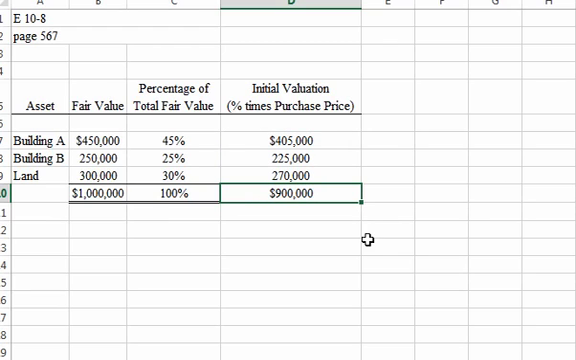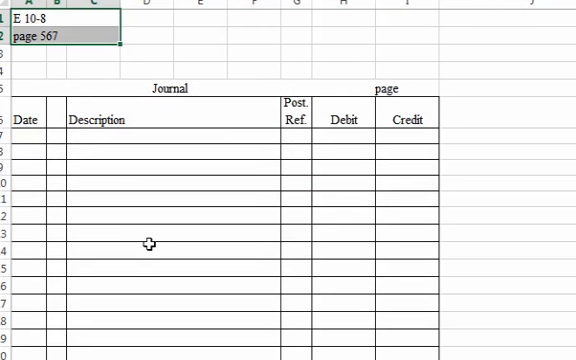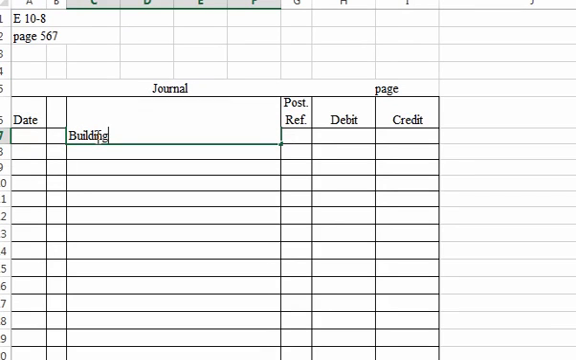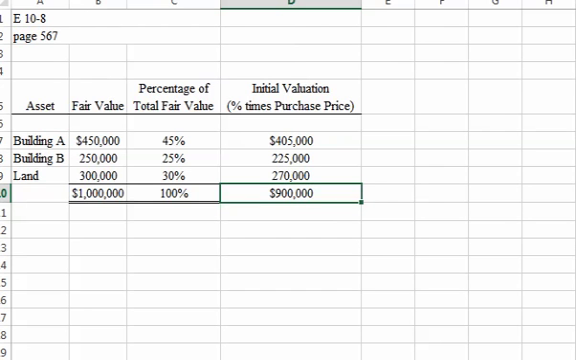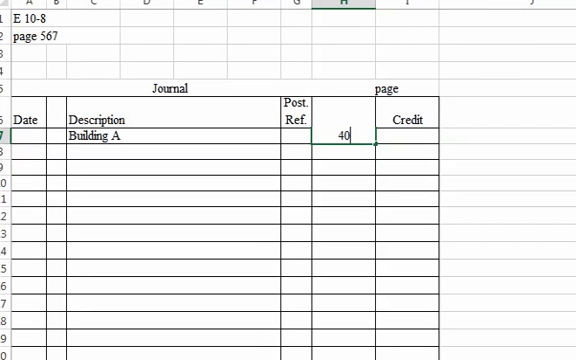Okay, so the problem doesn't ask for it, but I thought we'd make the journal entry here as well. I'm going to debit, I guess we're going to call it Building A. Should be debited for $405,000. So an asset increases on the debit side.